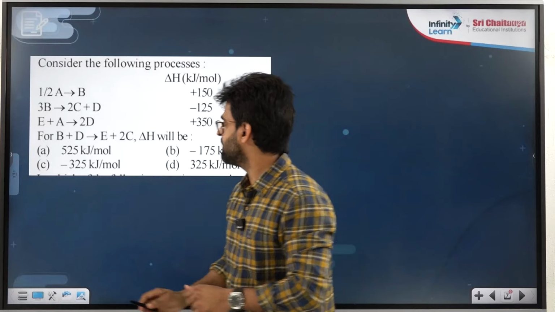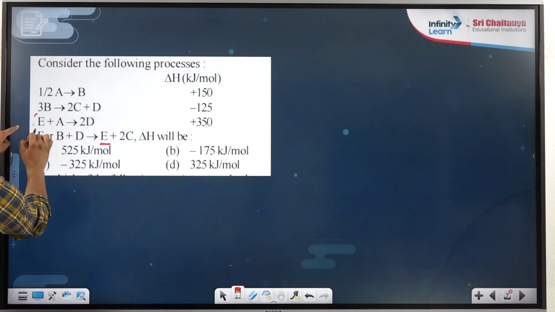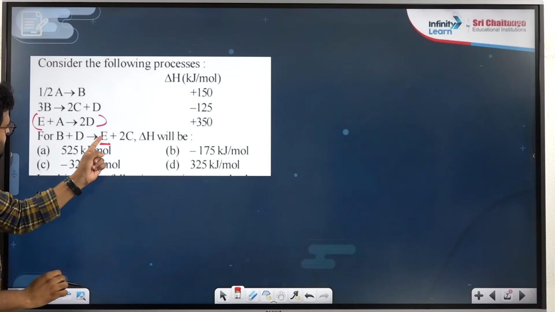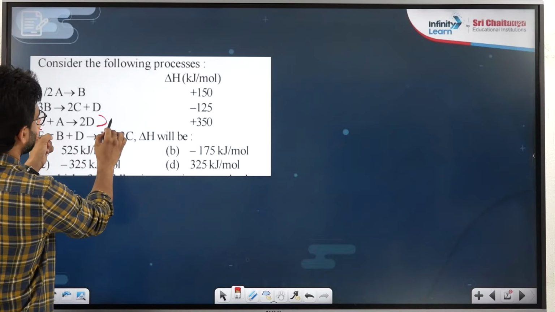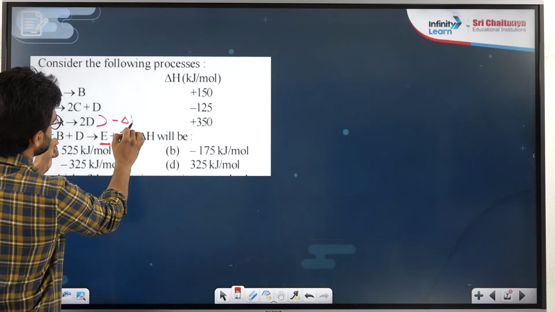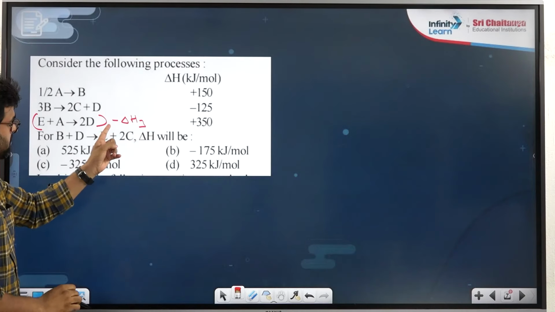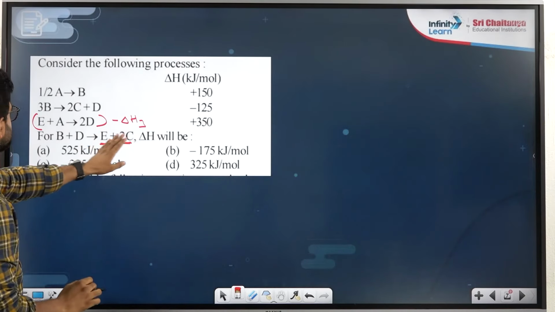Come to E. E is present in which equation? Only in the third equation. E is present here on the right side, but on the left side in the reaction we need, so flipping is required here. So I will take minus of delta H3. I am calling this delta H3, the given value. Minus delta H3.